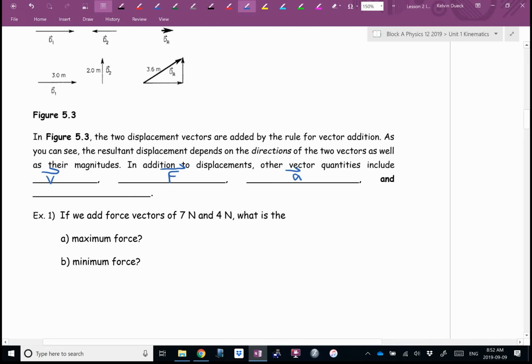Momentum was a vector. In terms of new stuff this year, electric field, you'll find, is very much a vector, and direction makes a huge difference. Magnetic field makes it. Magnetic field, that will determine whether the magnets attract each other or repel each other. Direction matters.